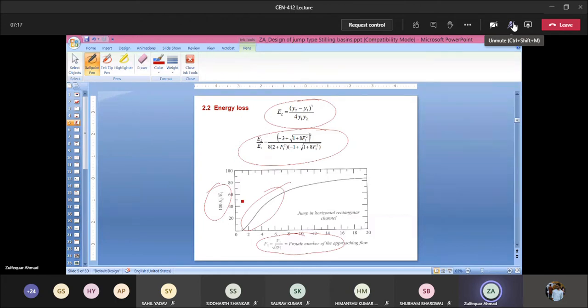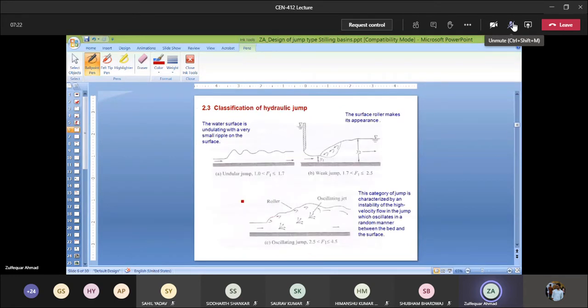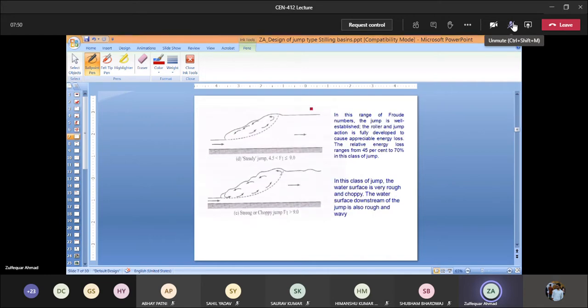Okay, so that is not very beneficial if you have a very high Froude number. And in the classification of the hydraulic jump, you have already gone through the undular type of jump. Of course, this is not desirable from the energy dissipation point of view. This one is a very weak jump. This is also not desirable. This one is oscillating. This one is also not desirable, in the sense that you will not get a good dissipation of the energy. You will get good dissipation of the energy in the steady jump. If you are designing, I think you should have a steady jump.